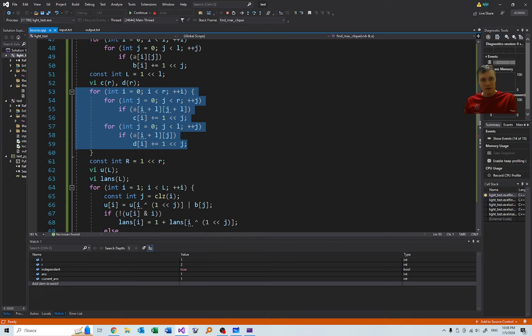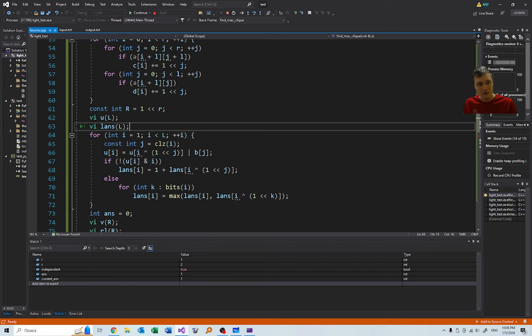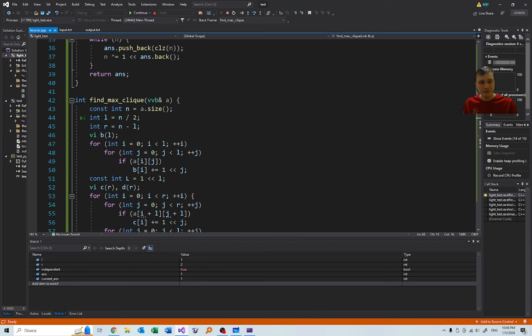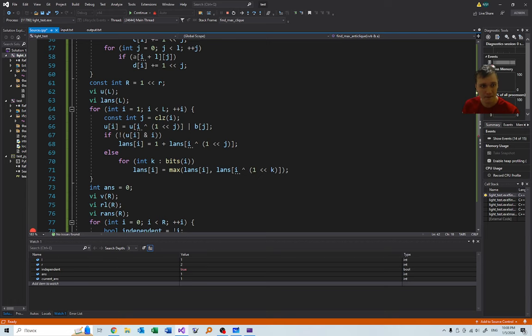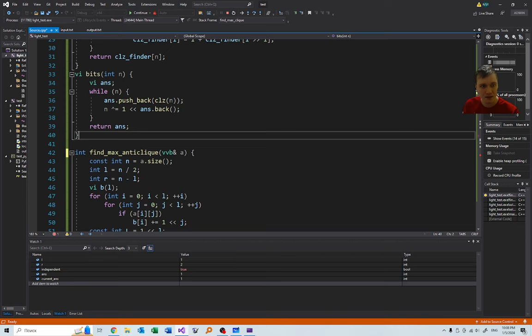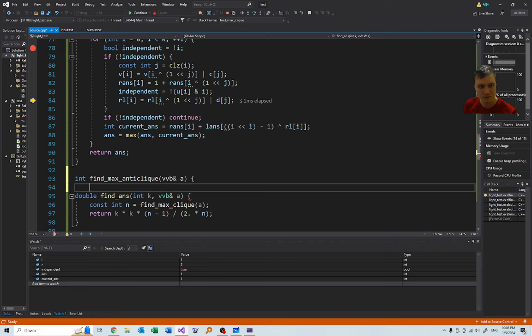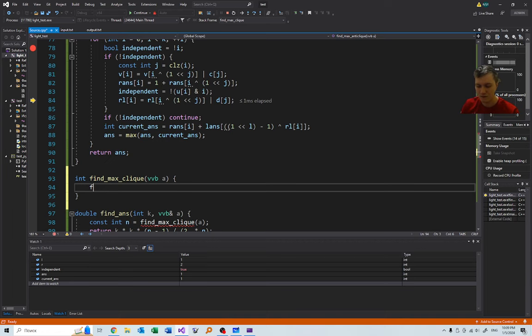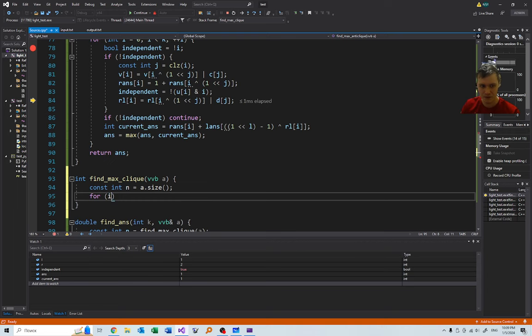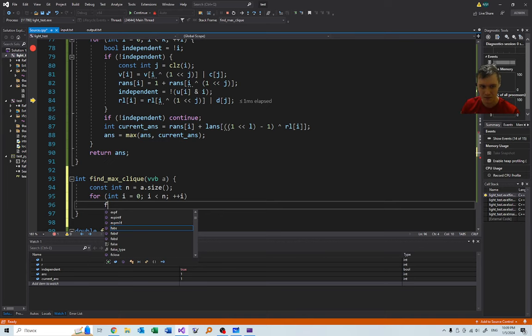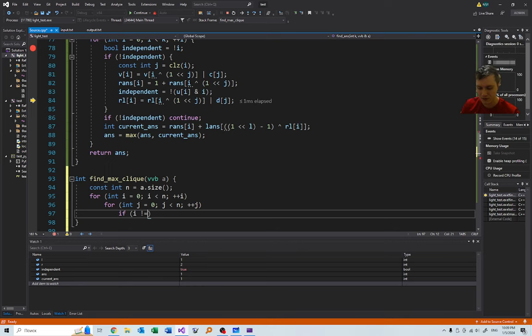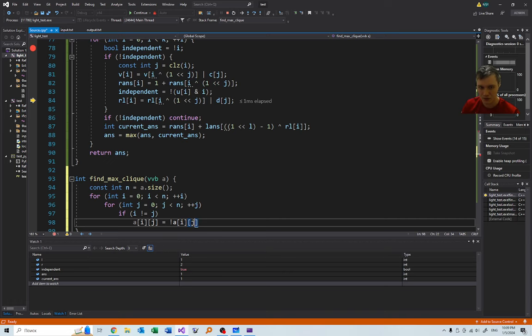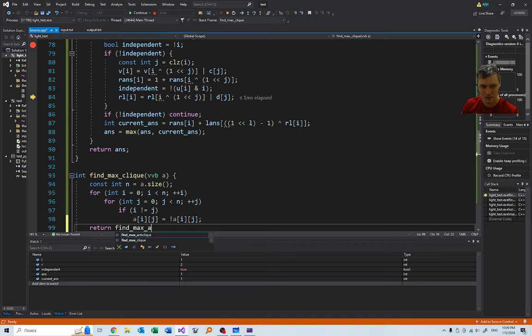So how do I check? Okay, fine, it is anti-click. To find max click, let's just change the vector. So for int i equals 0, i less than n, for int j equals 0, j less than n: if i is not j, then a[i][j] is not a[i][j]. Return find max anti-click in a.